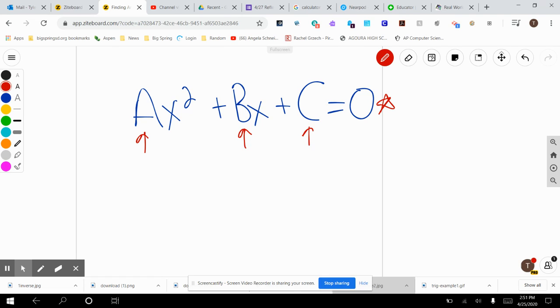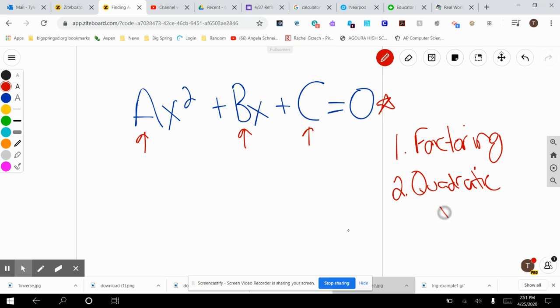Okay, so there's really three ways to solve a quadratic. Number one is factoring. That's always going to be our first option. If we can factor, we're going to. Number two is something called the quadratic formula, which we'll go over. And number three is graphing, which for the sake of this discussion, we're not going to worry about graphing. So we're going to cancel that one out.